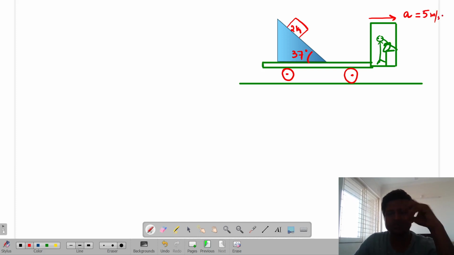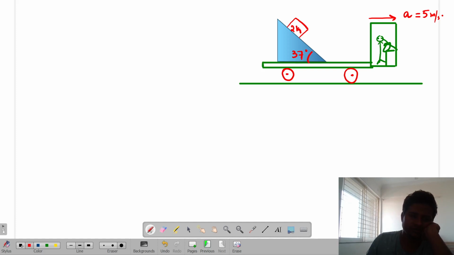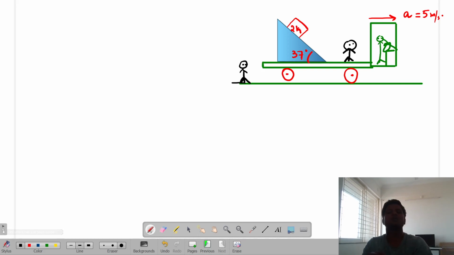Now this is a question. First we'll discuss the theoretical aspect of that. We'll come to this question a little bit later on. There are two observers, one sitting on the ground, one sitting on the truck. Is that clear? Now think of one case. Let us consider observers A and B. So can you tell me which observer is inertial and non-inertial?